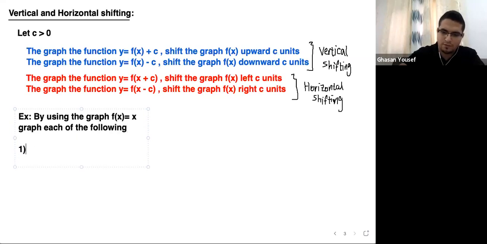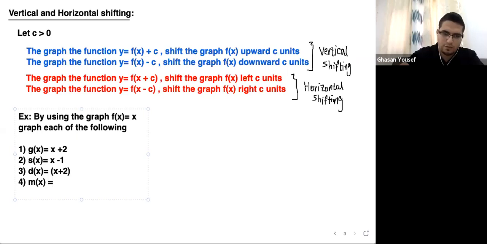Number one, g of x equals x squared plus 2. Number two, s of x equals x squared minus 1. Number three, d of x equals x plus 2, everything squared. And the last one, number four, m of x equals x plus 2, x minus 3, squared.